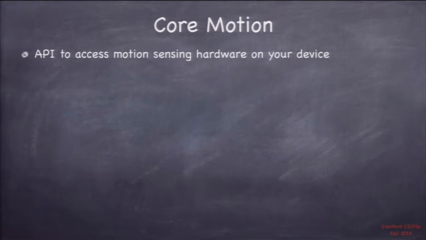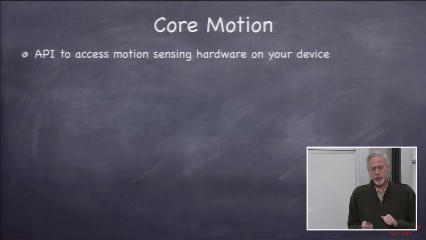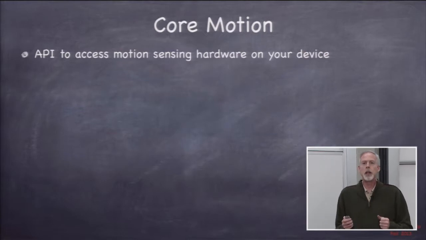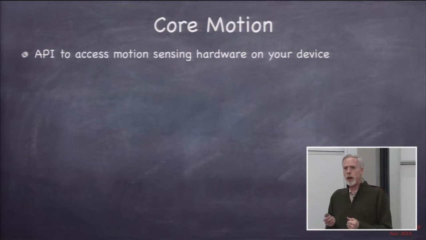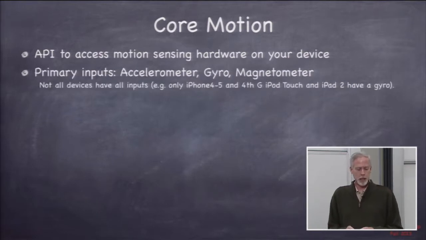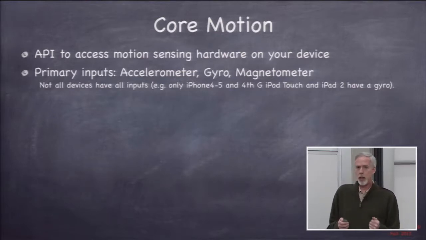Okay. All right, so core motion. Core motion is the API for accessing the hardware on your device that tells you about motion, okay? There's a lot of different pieces of hardware that sense motion on your device, and some devices have more hardware than others, okay? So a lot of using core motion properly is understanding what your device has and how you're going to use it, and if it doesn't have things, can you still do what you want to do, maybe not quite as nicely, etc.